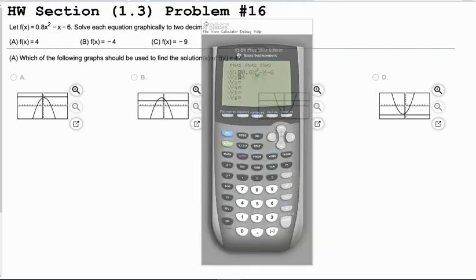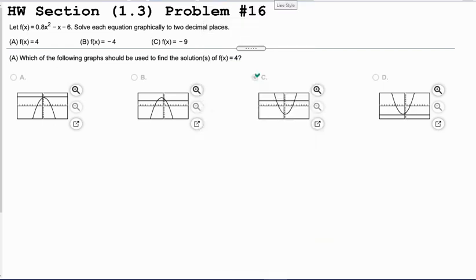And let me go back to this for a moment. Remember, we've been saying that f of x could be replaced by the y variable. So it means we have y equals 0.8 times x squared minus x minus 6. And that's why we put that in y1 of our calculator. And then here we have y equals 4. We put it into the y2 of our calculator. Remember, this is a horizontal line.